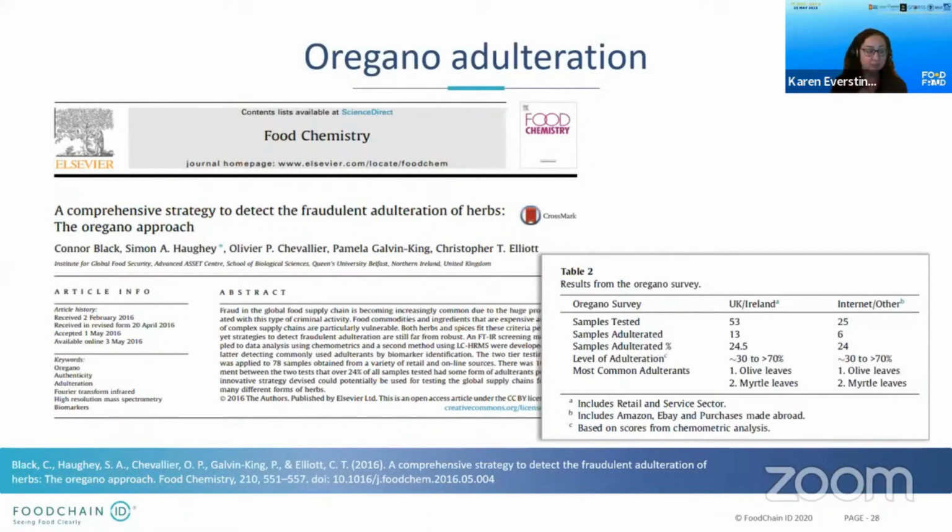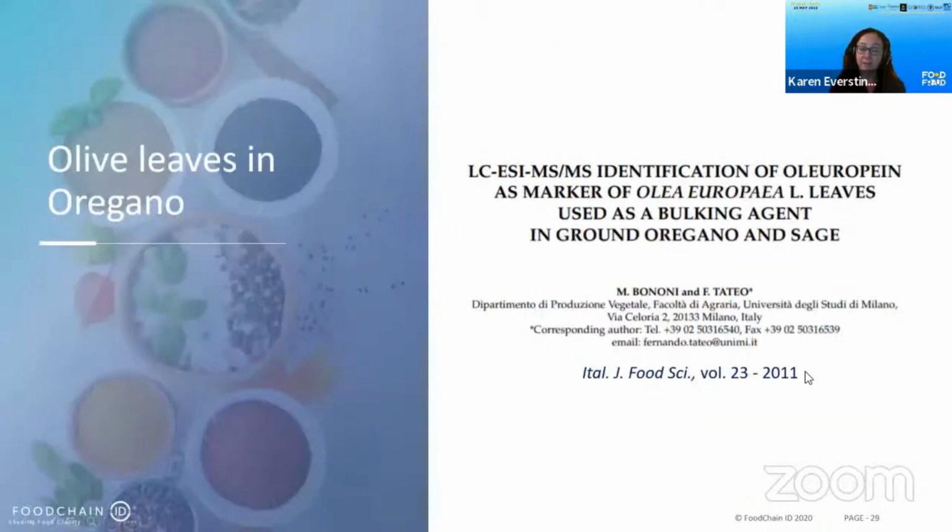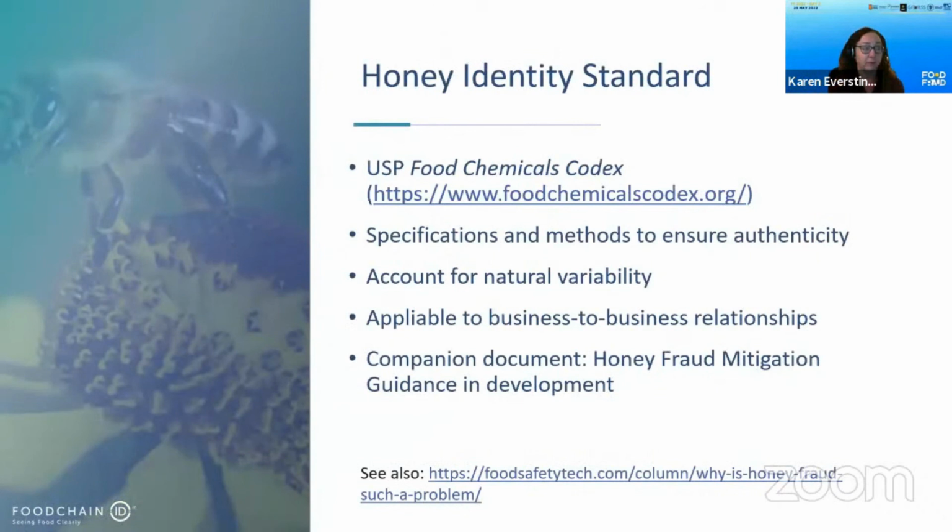Oregano, I know, was also mentioned. This paper that came out in 2016 was very impactful on the industry and on all of us understanding what is happening with food fraud and food fraud risk. You'll see there were very high levels of adulteration, up to 70% in some cases, of oregano with things like olive leaves and myrtle leaves. But if you go back to 2011, that exact type of adulteration was documented in the scientific literature. So this is why we look very closely at what is published and try to extract the potential types of adulterants for different raw materials.